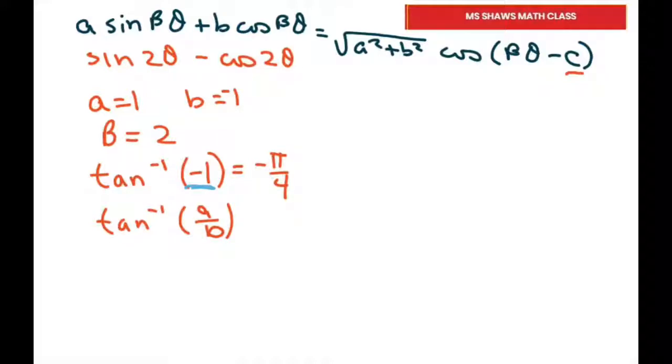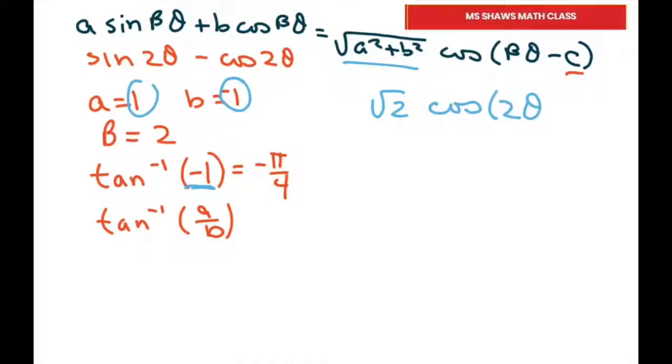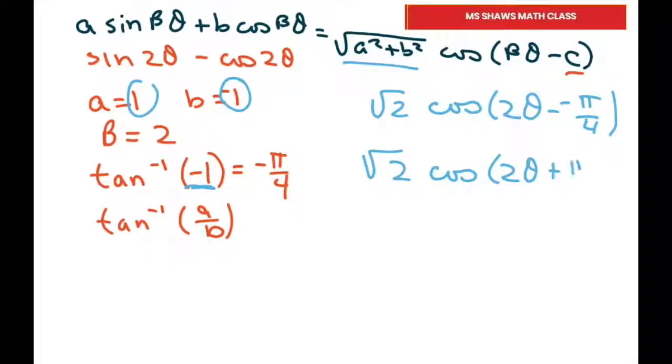So now let's just fill everything in. We already know that this is, since these are the same, square root of 2, and we still had cosine of big B, which was 2, and minus a negative pi over 4. So that's going to be finally square root of 2 cosine of 2 theta plus pi divided by 4. And that's it. Thank you.